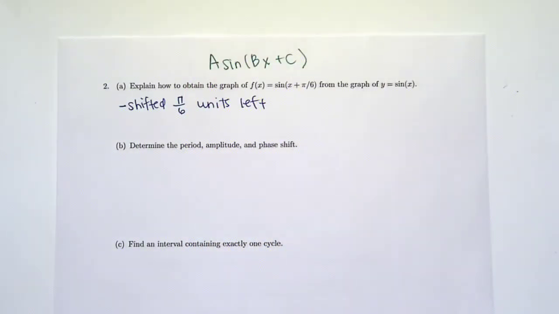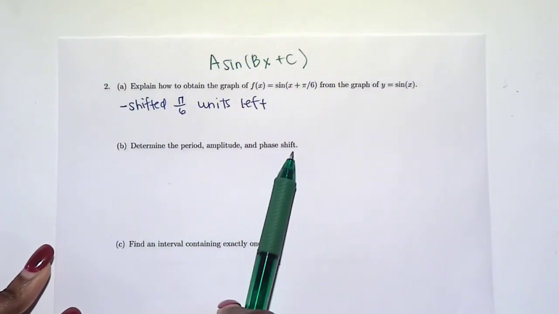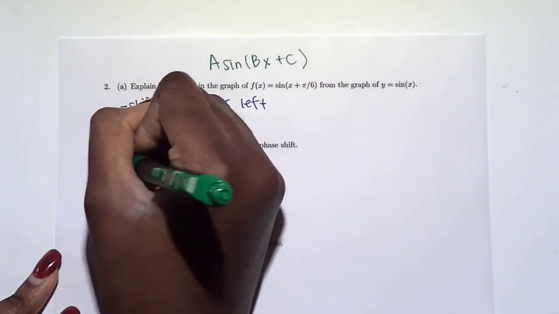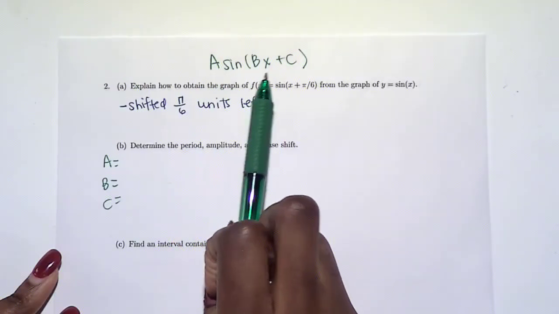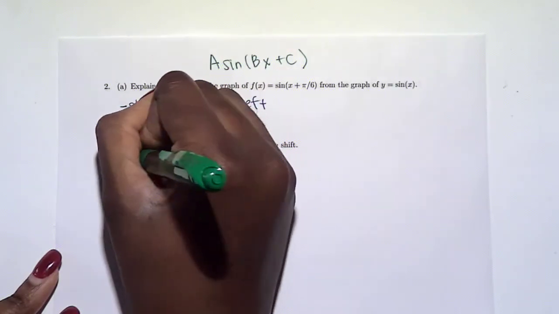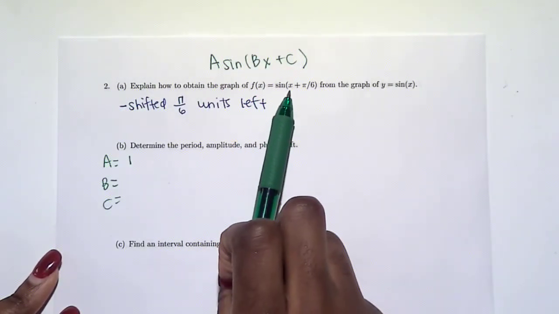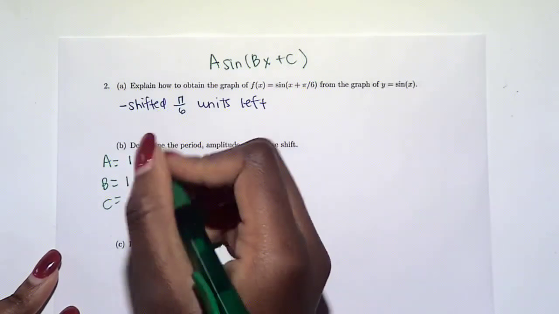All right, so how would we go through a process? You can definitely look at a graph and just shift it, but how would we go through the whole process of doing this? Because for some more complicated problems, you'll actually need to work through it all. Before we start graphing, let's determine the period, amplitude, and phase shift. It'd be helpful if we determine A, B, and C with our graph. There's nothing in front, so our A is 1. There's nothing in front of x, so our b is also 1. And c is actually pi over 6.